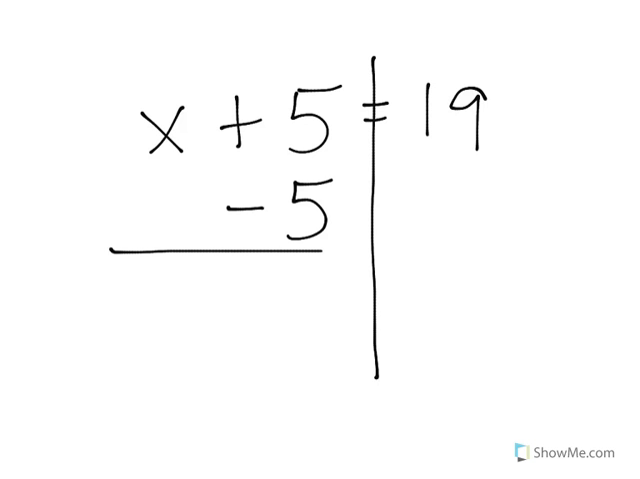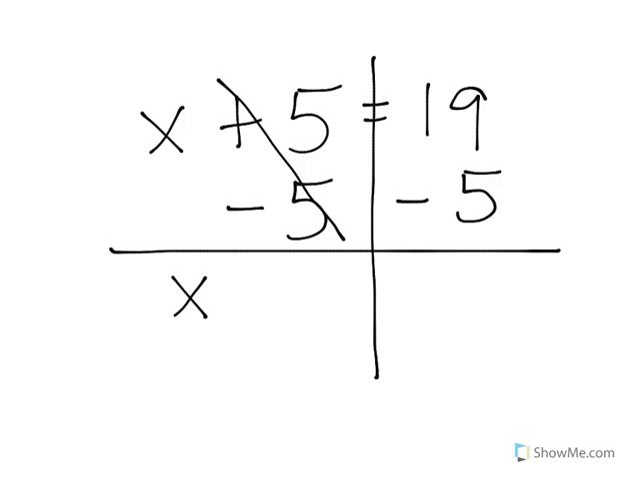Remember, the golden rule of solving equations is what you do to one side, you have to do to the other side. So I'm going to subtract 5 on the other side. 5 minus 5 equals 0, so they cancel out, leaving you with x equals 19 minus 5, which is 14. So I got x equals 14.